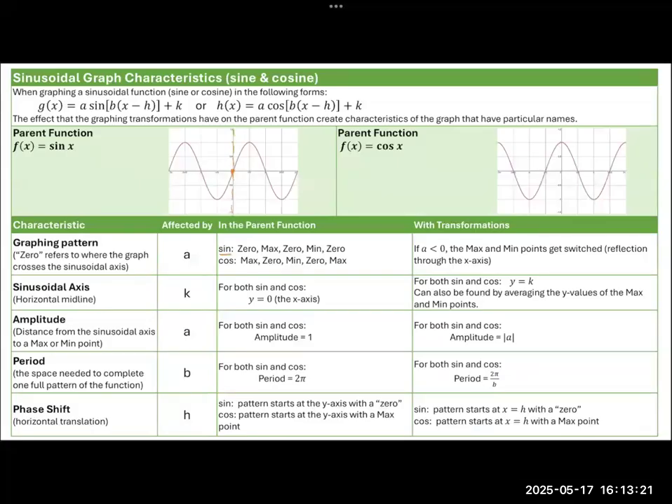And then if we move to the right, we can see that our graph goes up to a maximum point. It turns and comes back down to another 0 where we cross the x-axis. Then it dips down to a minimum point and comes back up to a 0 point before that whole pattern repeats itself. So in one full completion of the pattern, we go from a 0 to a max, back down to a 0, down to a min, and back up to a 0.